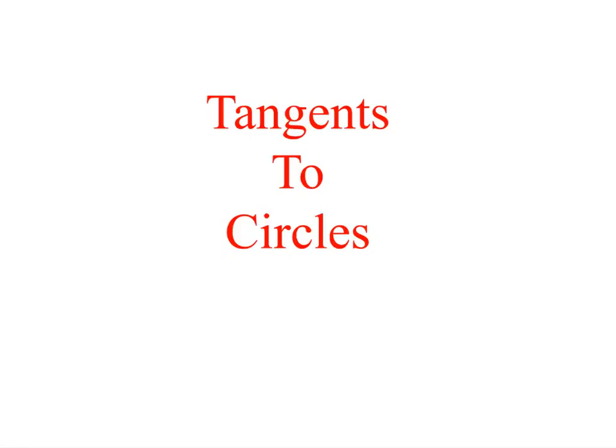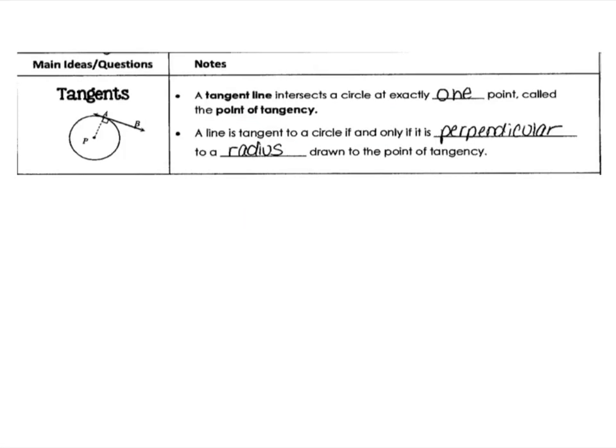Here's a video to help with tangents to circles. So we know a tangent line intersects a circle at exactly one point. So here we have a line and it is tangent to the circle, which means it touches in exactly one point. So what I want you to know is that anytime you have a tangent line and you extend the radius to the tangent line, a 90-degree angle is formed.